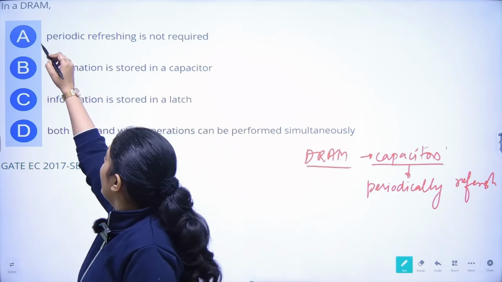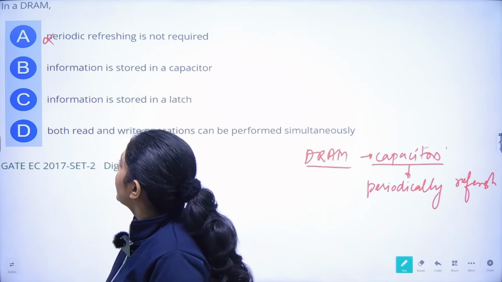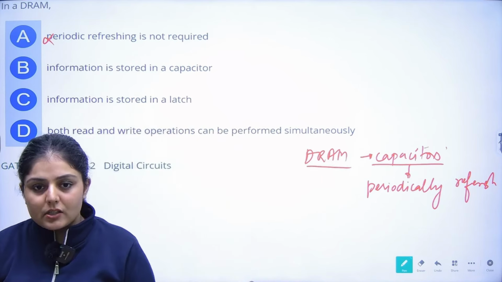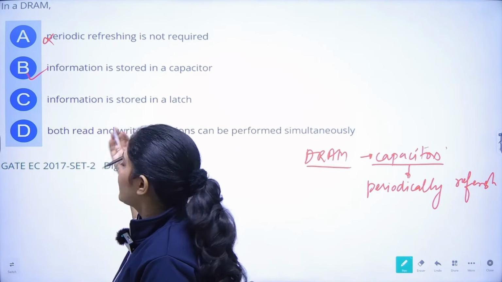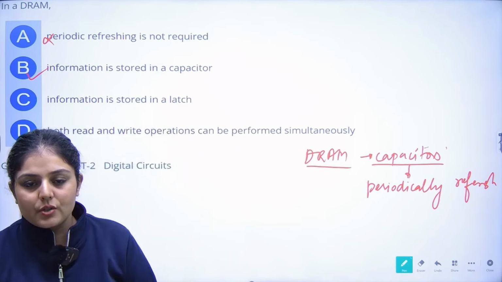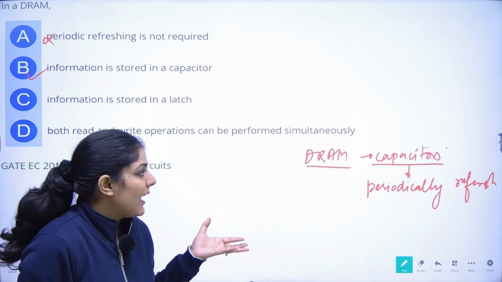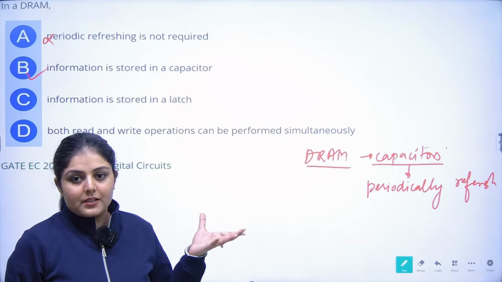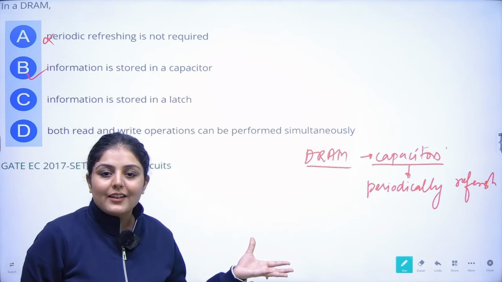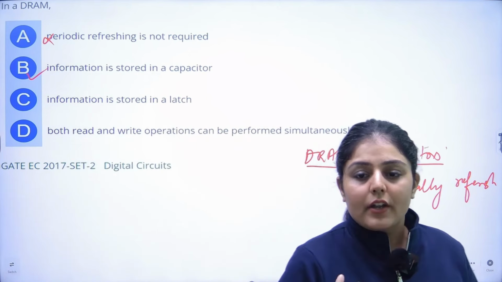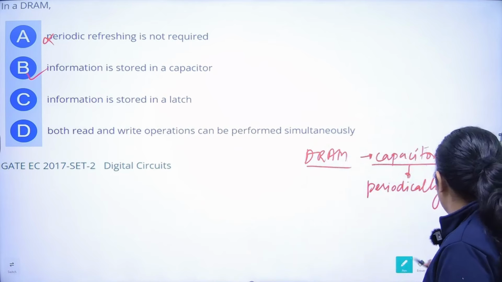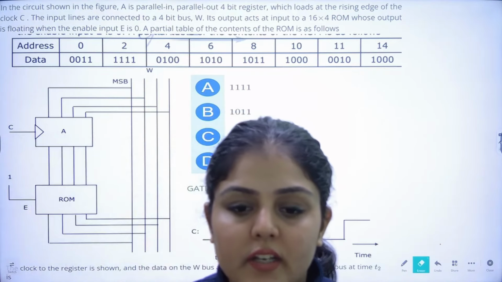Now, second, information is stored in the capacitor. That's true for DRAM. Information is exactly stored in the capacitor. Information is stored in latch? No, information is stored in the capacitor. So for DRAM, information is stored in the capacitors and we have to periodically refresh them in order to maintain the information. Okay, moving on to the next question.